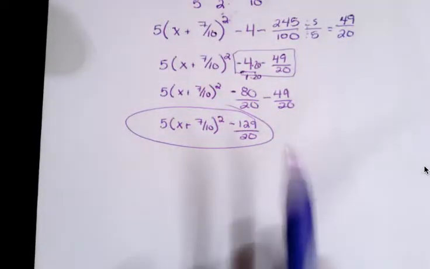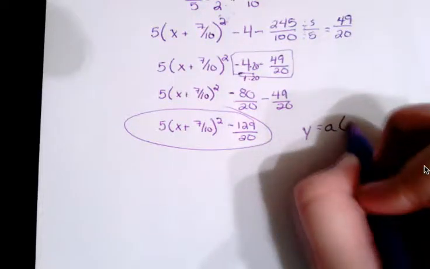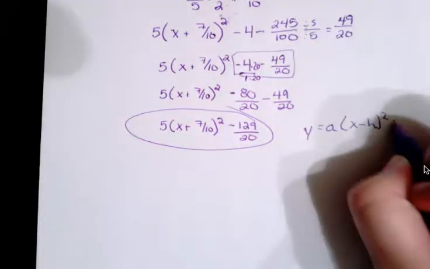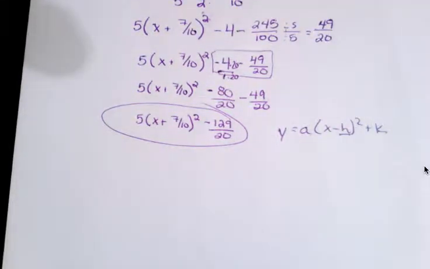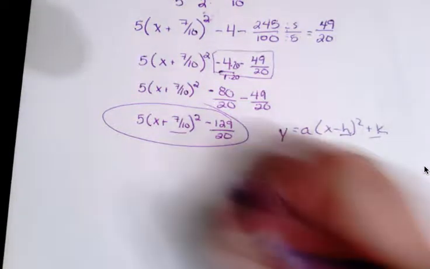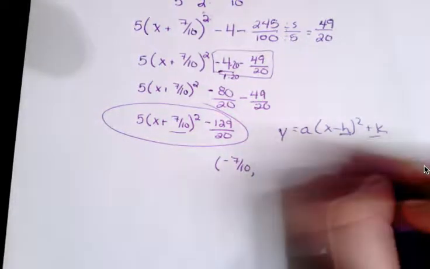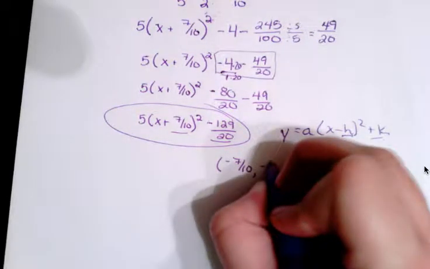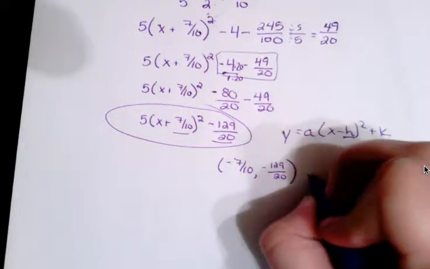So now remember my vertex, because remember vertex form was y equals a times x minus h squared plus k. So my vertex is the opposite of h, k. So I'm going to do the opposite of this. So negative 7/10. And then whatever my k value is. In this case, that's negative 129 over 20. So that is my vertex.